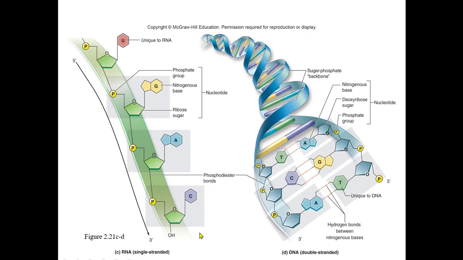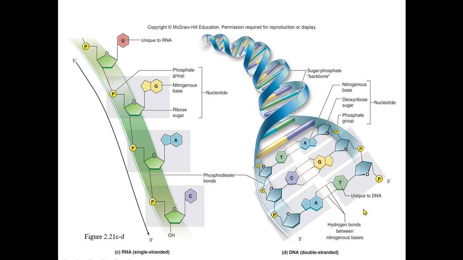RNA is typically single-stranded. That's important to know. DNA, rather, is double-stranded. As you can see, A will pair with T and G will pair with C.